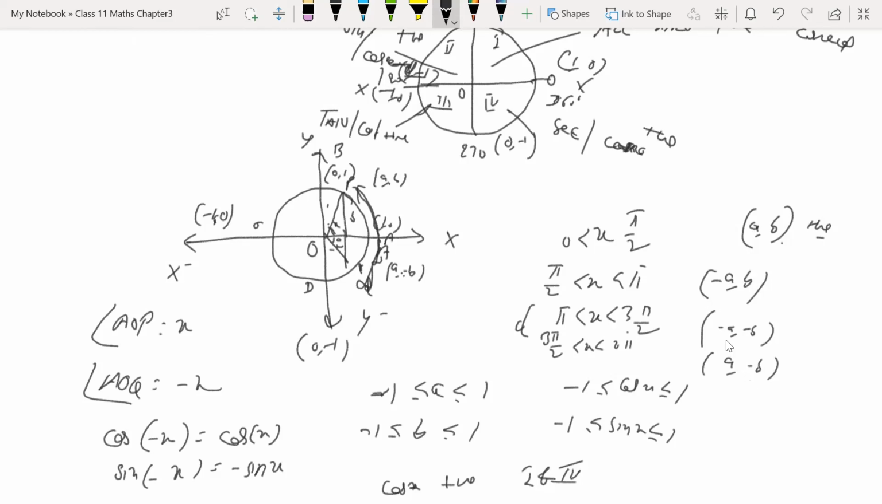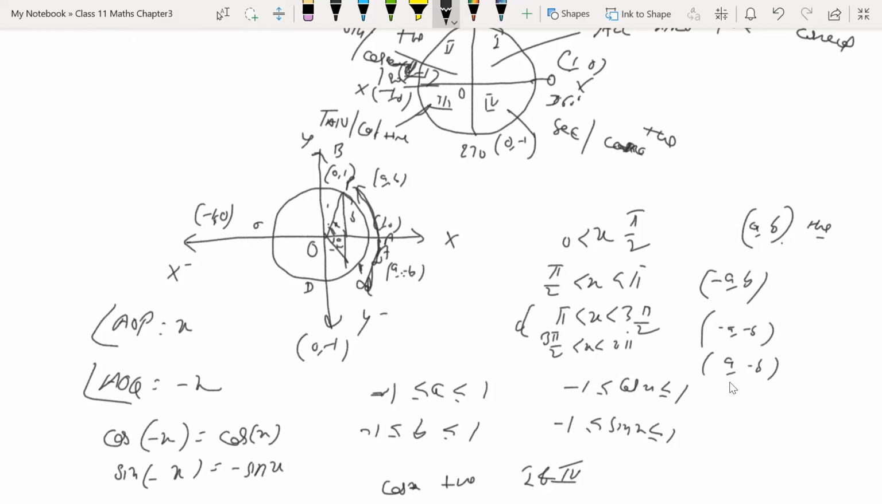In the third quadrant, sine and cos are negative, but only tangent and cotangent are positive. In the fourth quadrant, cosecant and secant are positive, else all are negative.